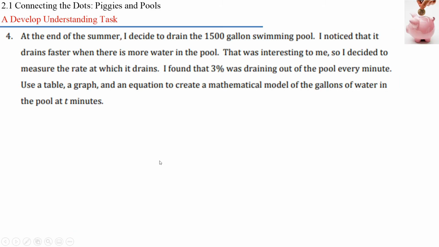All right, number 4. Now this problem, I'm going to introduce a lot of very advanced stuff at times. So remember, it's just an introduction.